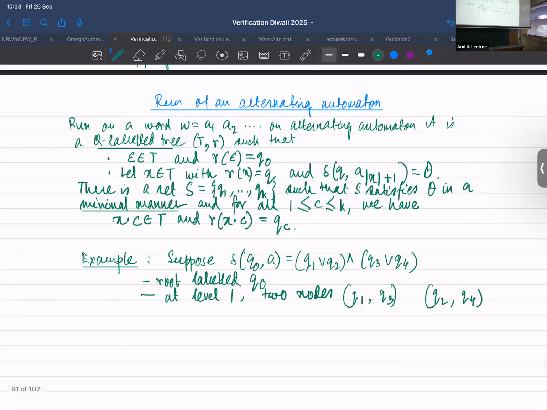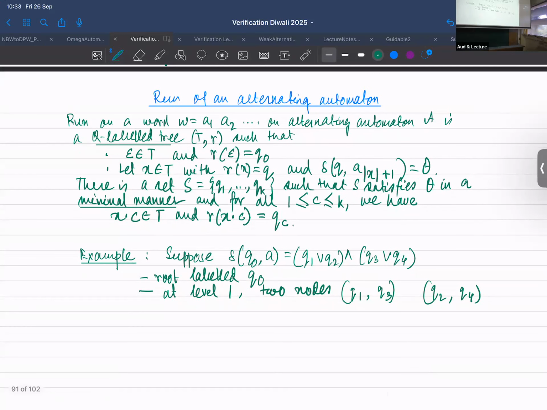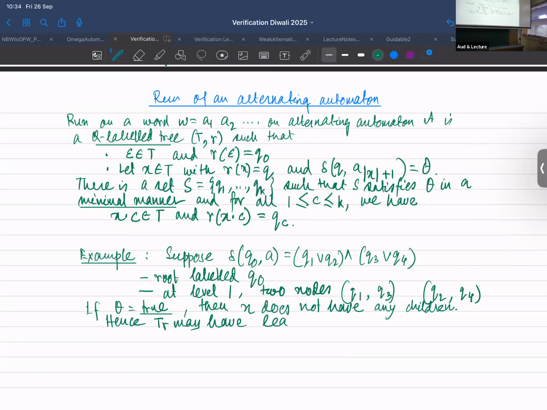The other thing is that if theta equal to true, then what is the thing? Then X does not have any children. If theta is true, then I don't need to satisfy anything more. Everything is fine from then on. So hence the tree may have leaves. Okay. So T R may indeed have leaves.